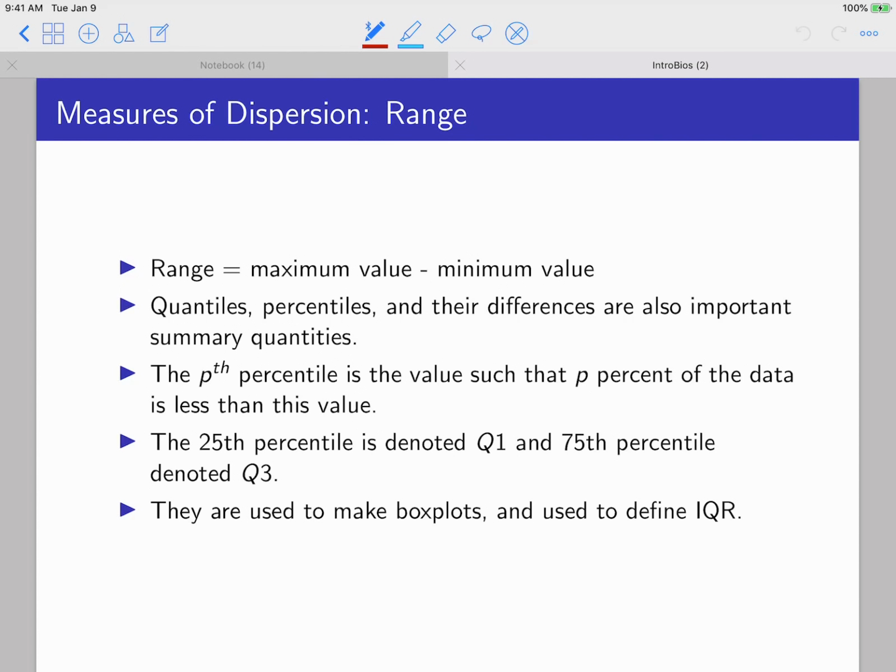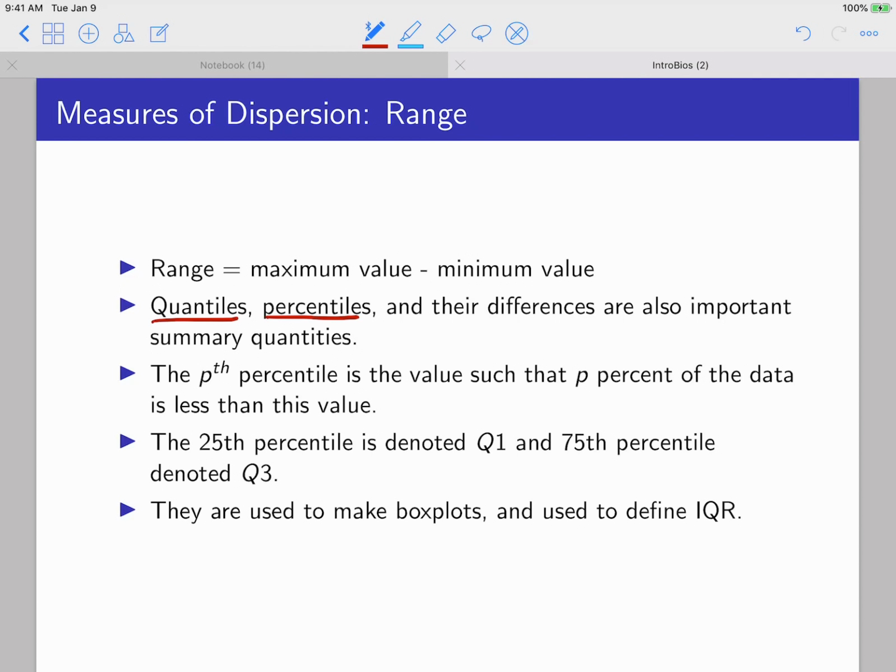Another set of summaries that are useful also give you an idea of location, which the mean, the median, and the mode do give you as well. They tell you where on the x-axis your distribution sits. Quantiles and percentiles give you an idea of where the distribution sits, and their differences, the difference between certain quantiles, give you an idea of dispersion as well. We're going to talk about that in a second.